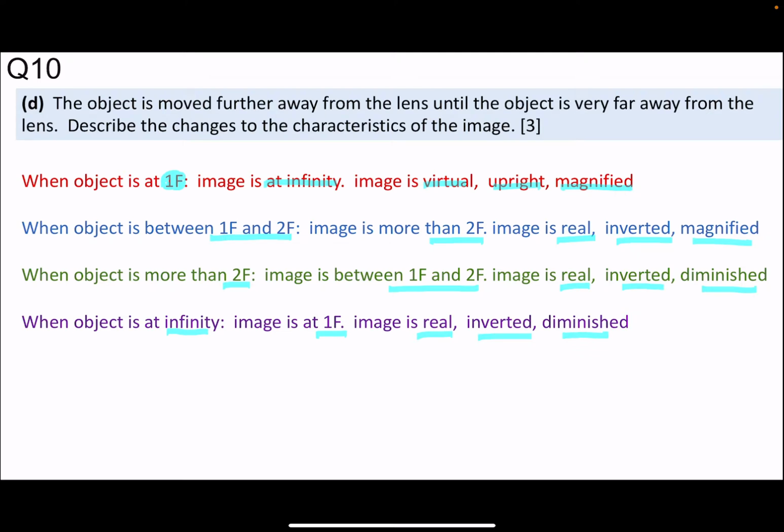So to answer this question, you need to know the position and the type of image that you will get when the object is at different positions relative to the lens. You have to memorize this somehow.